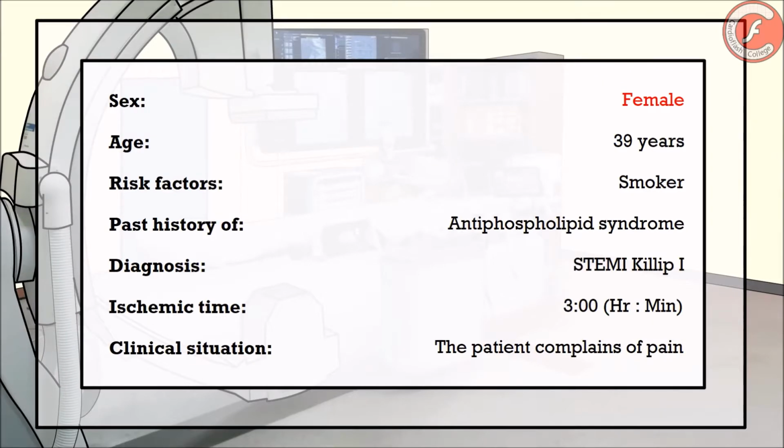This week we have a woman of 39 years of age, smoker and diagnosed with antiphospholipid syndrome, who is transferred to our unit with the diagnosis of a 3 hours of evolution STEMI. At her arrival, she remains stable, although chest pain persists.